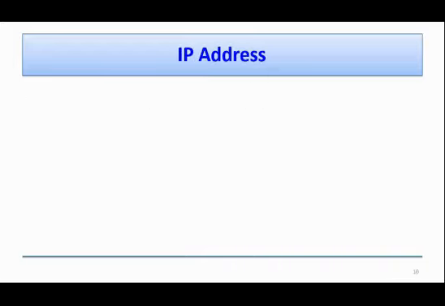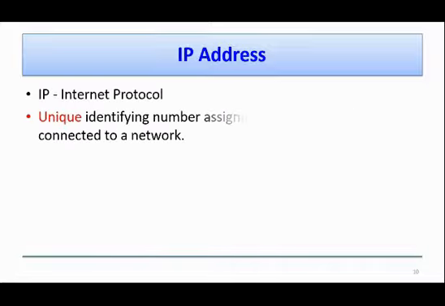This next one is IP address. IP means internet protocol. So why do we need this internet protocol? It is used for unique identification of a computer which is attached to the computer network. That means when you send data from one computer to another computer in the computer network, those two computers must have unique identification. Otherwise we can't send that data in proper way.